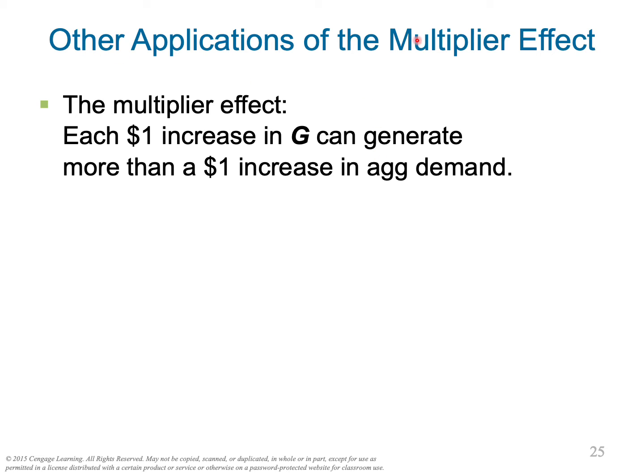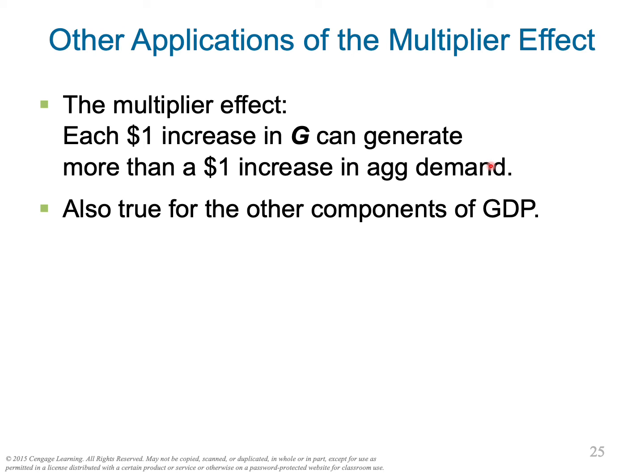All right, what about some other applications of this effect? So think about a $1 increase in government spending. Because of the multiplier effect, that can generate more than a $1 increase in aggregate demand. And this is also true for the other components of GDP. It's not only true for government spending, it's true for all of the other components.